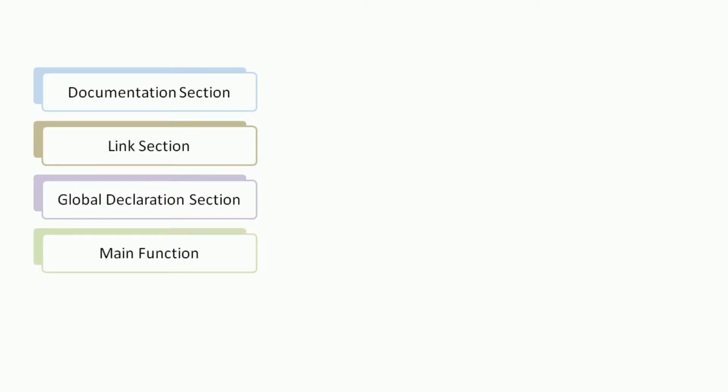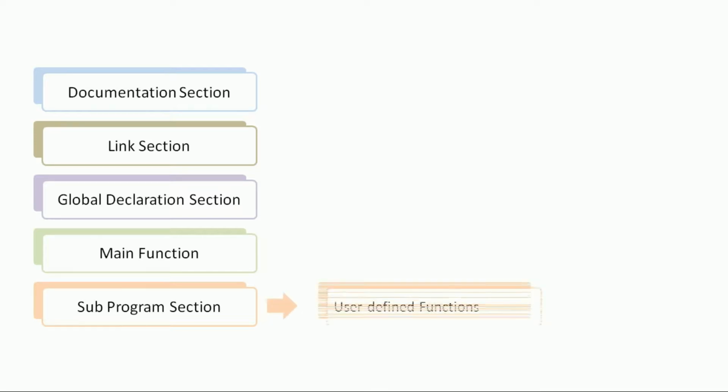And the final part is the subprogram section. This is nothing but a user-defined function. So, what is a user-defined function? Sometimes you need to repeat the same functionality over and over again in the main function. To avoid this repetition, you can write a function outside that can be called from the main function whenever required.